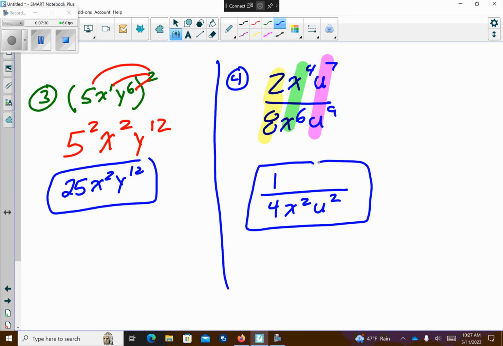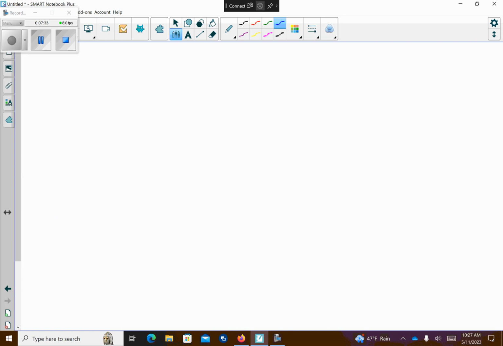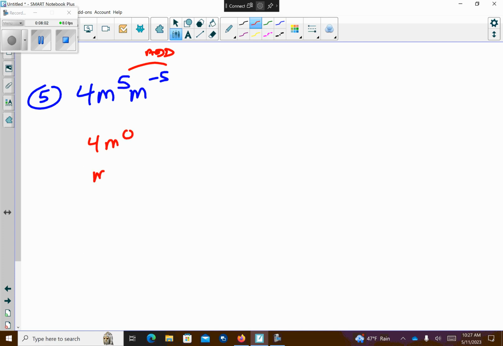All right. Can I go to number 5? Number 5. We have 4m to the 5th, m to the negative 5. This is the simplest problem to get goofed up on. What's negative 5 and positive 5? So I'm going to do this 2 ways. I could add these together, which is going to give me 4m to the 0, which is m to the 0 is equal to 1, so I'm going to get 4 times 1, which is 4.